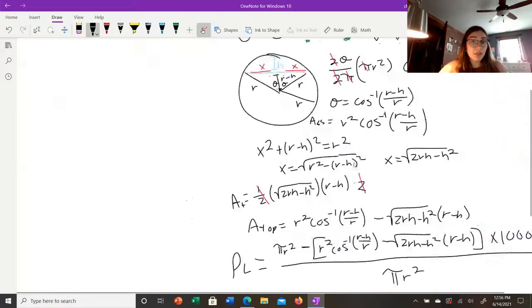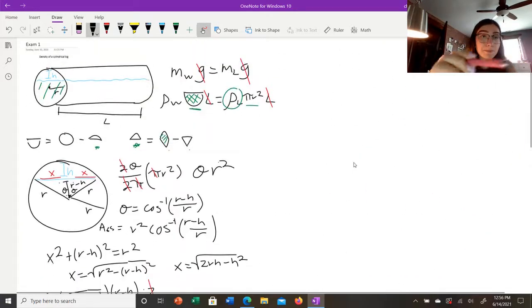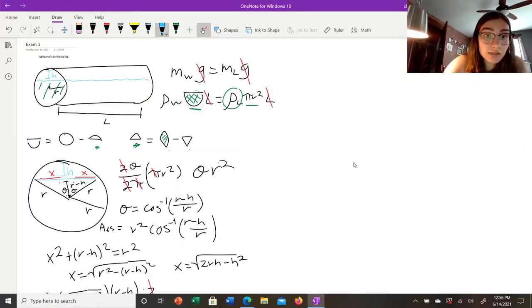We found it. Because that long equation that we found was equal to this times the 1,000 divided by this, and we're left with our density of the log.